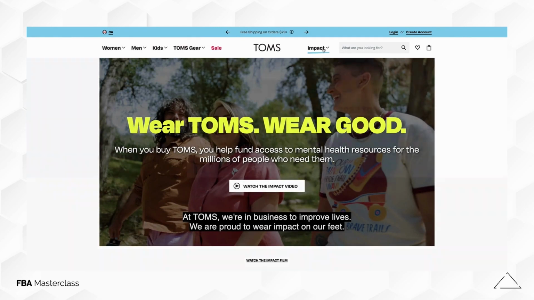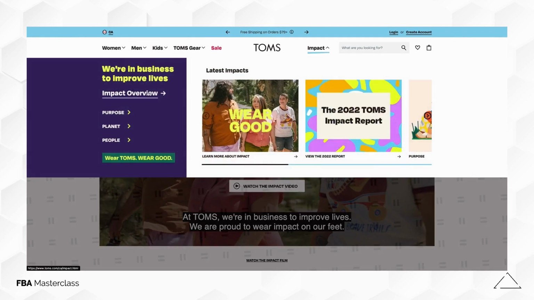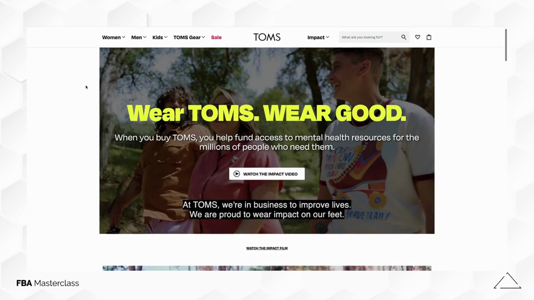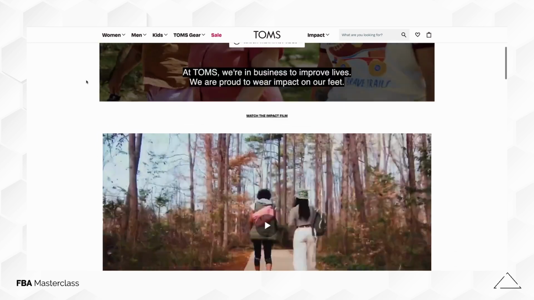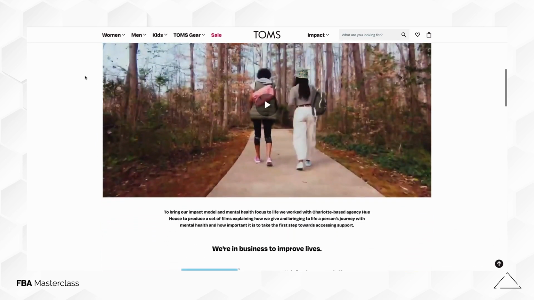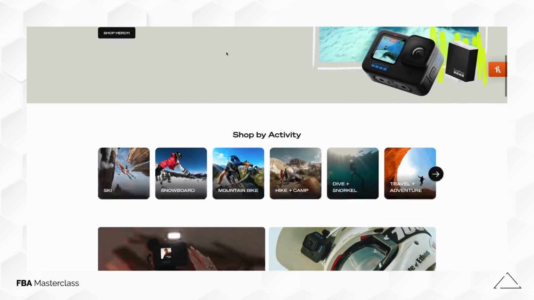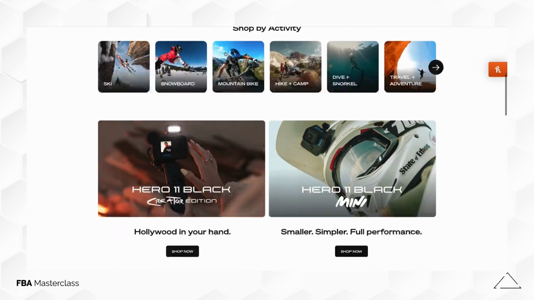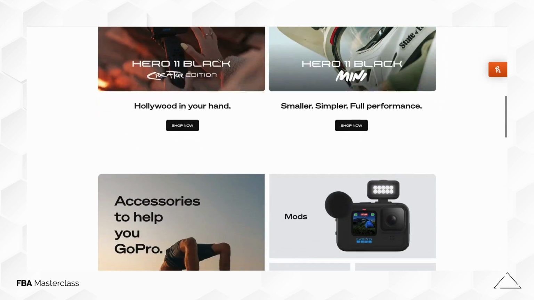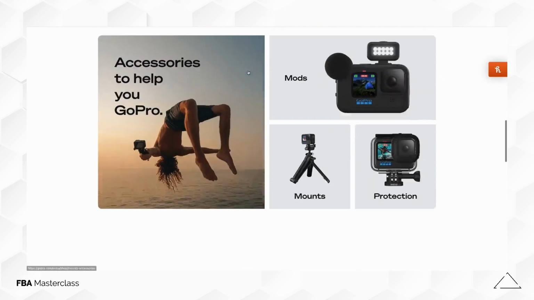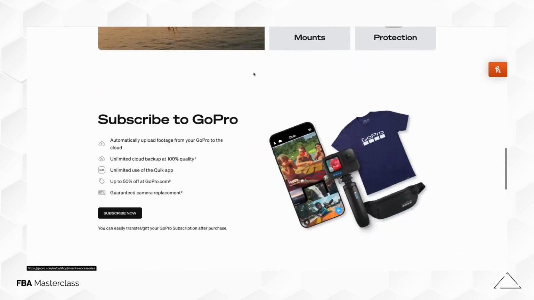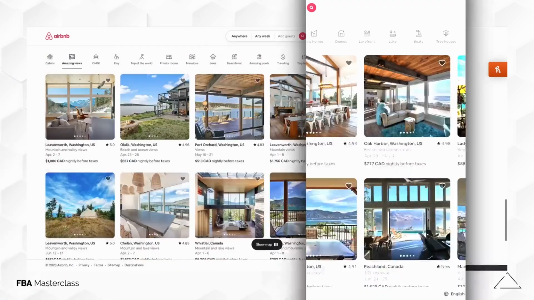Toms. The founder, Blake, created Toms after a trip to Argentina where he noticed so many children without shoes. So he decided to create a shoe company that would donate a pair of shoes to a child in need for every pair of shoes sold. So GoPro, the founder is Nick Woodman. He actually sold his last business and went on a surfing trip. He wanted to document his surfing experiences with a small camera, but there was nothing on the market. So he decided to create GoPro.